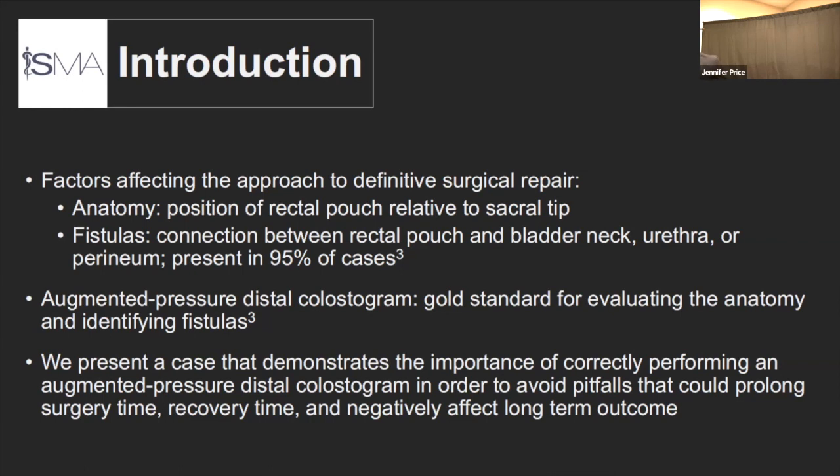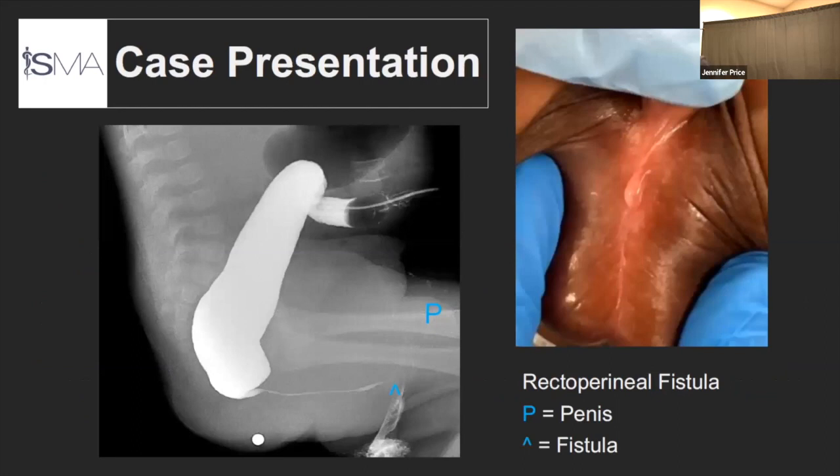The difficulty with evaluating these two factors comes with the surrounding musculature from the pelvic floor that is collapsing any fistulas that are present, and the rectal pouch. So MRI is really not sufficient for evaluation. So we needed to introduce hydrostatic pressure into the distal colon using augmented pressure distal colostogram, which is currently the gold standard for evaluation. And we'll show you a case here.